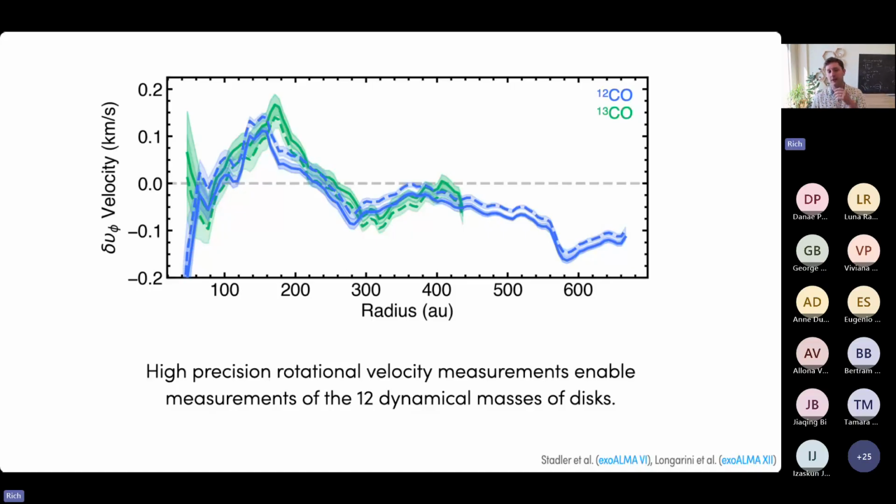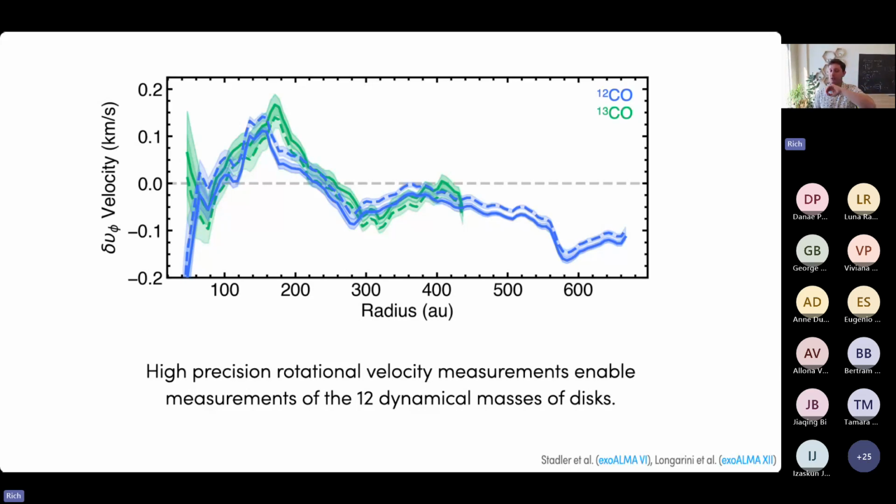What I'm showing you in this figure is an example of the sort of velocity profiles that we're able to extract from our data. I believe this is for Calcium-15. The blue and the green represent the rotation curves inferred for 12CO and 13CO, respectively. And what I'm plotting on the y-axis is not the absolute rotational velocity, but the rotational velocity when you subtract away some mean background rotation.